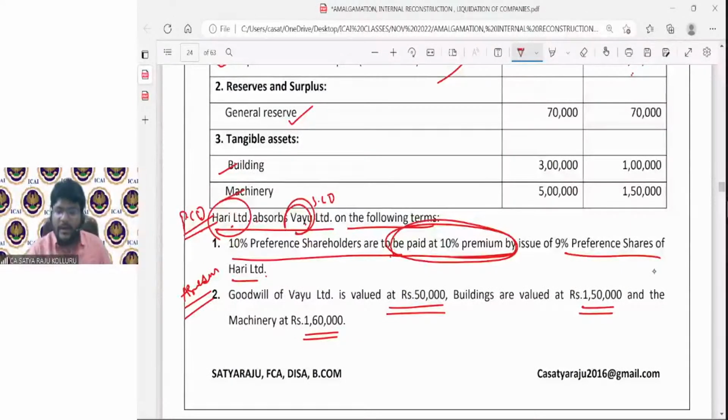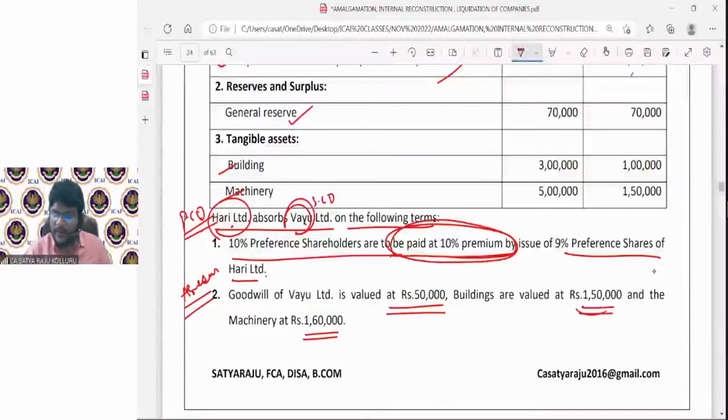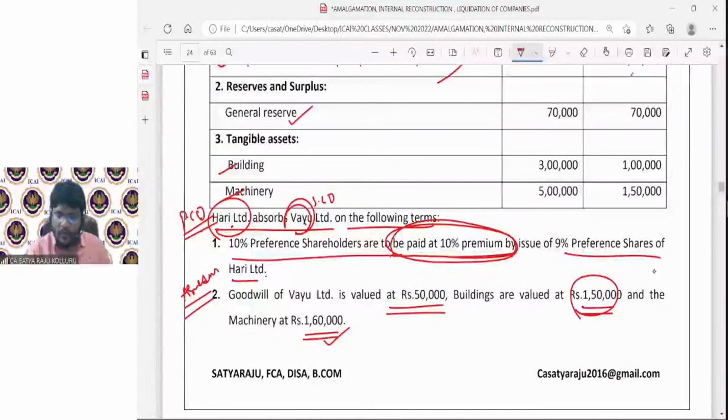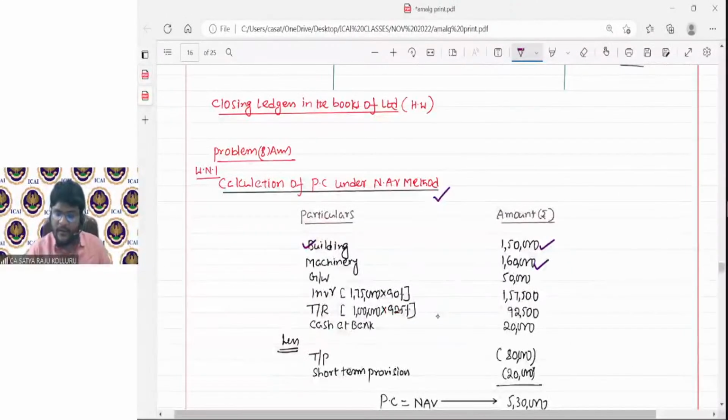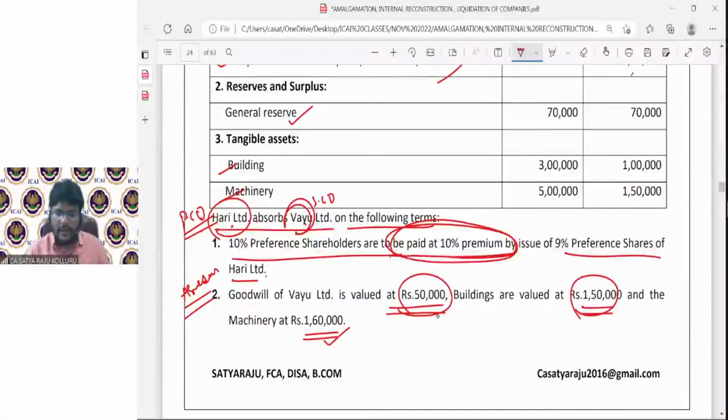Now, for Vayu Limited, we need to consider all assets and all liabilities. Some of the assets are at agreed value, some of the liabilities are at book value, and some of the assets are also at book value. According to the given information, let us consider first the building: 1,50,000 agreed value. Machinery also is considered at 1,60,000 agreed value. Goodwill is also given at agreed value, 50,000.